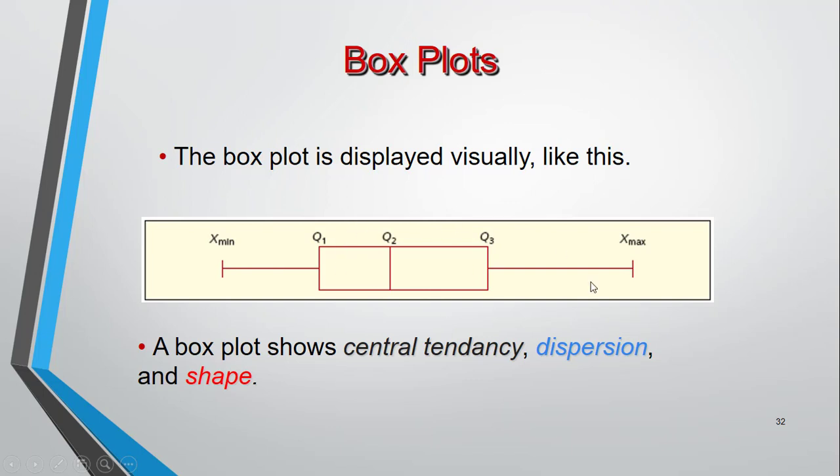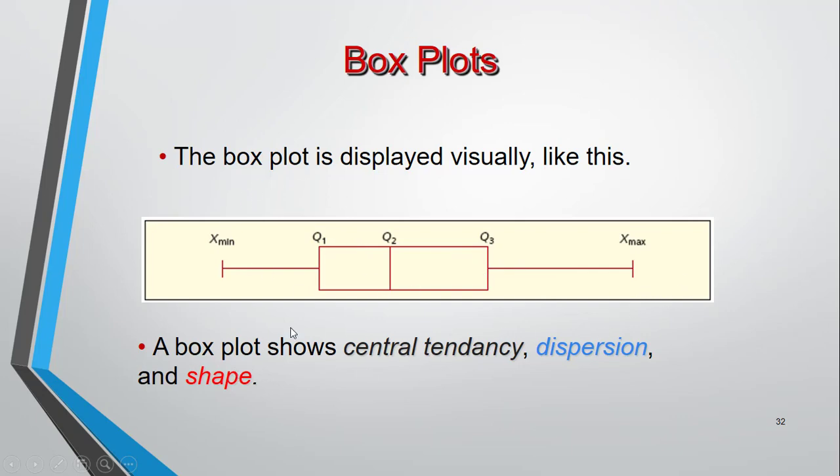It's like a box and the whisker, right? That's why it's called a box and whisker plot. The box plot shows the central tendency, dispersion, and shape. Where is the central tendency? Right here, the second quartile, or the median. And the dispersion is shown by the first quartile and third quartile, and the minimum and maximum. This is dispersion and dispersion.